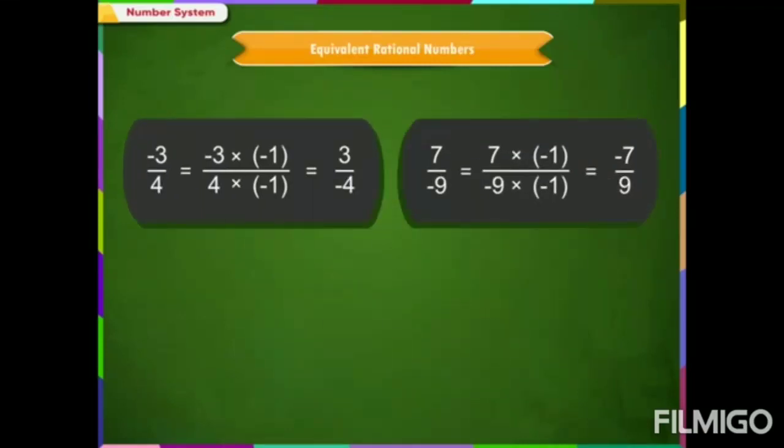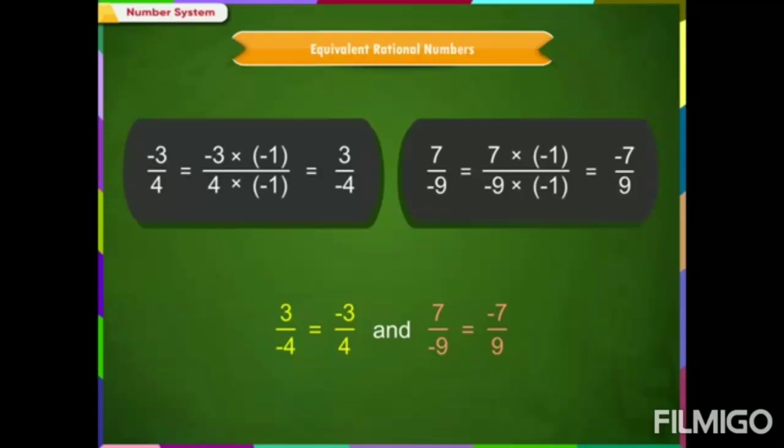Here onwards, we will write rational numbers 3 by minus 4 as minus 3 by 4 and 7 by minus 9 as minus 7 by 9.